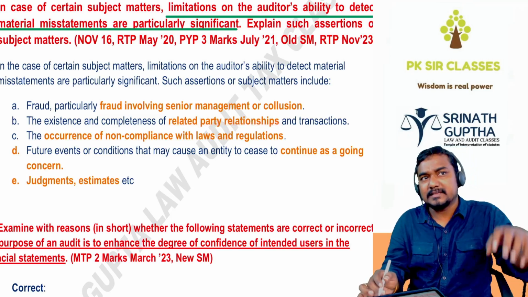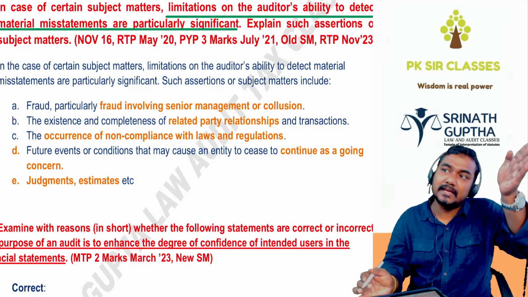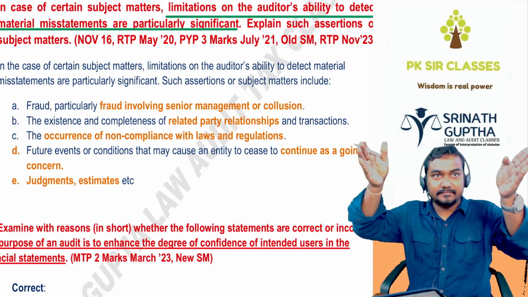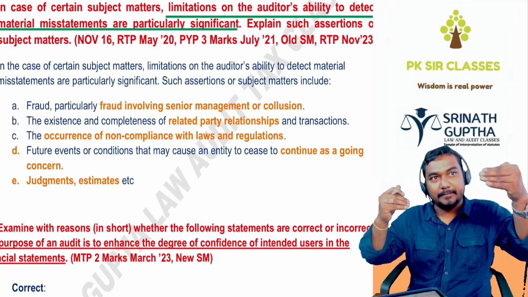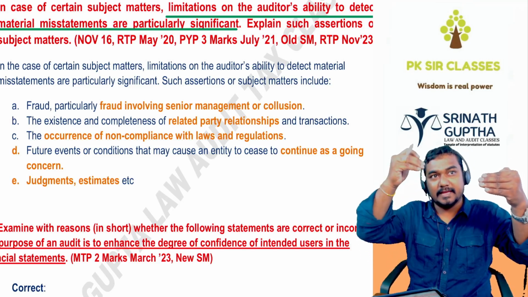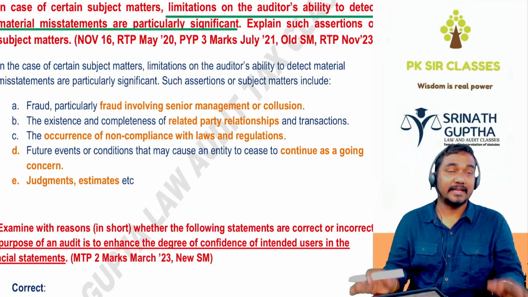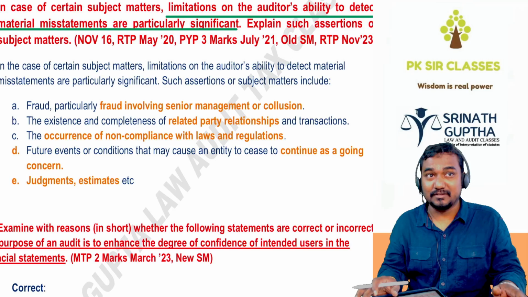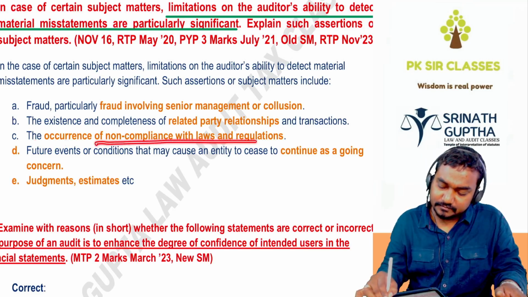If a related party transaction is there, is there more risk or less risk? More risky. Who is the seller? Company. Who is the buyer? Director. Related party transaction: the seller is the company, and the buyer may be a holding company, subsidiary company, associate company, KMP, or promoter. It is easy to hide the transaction, easy to manipulate the transaction. Next, the occurrence of non-compliance with the laws and regulations.